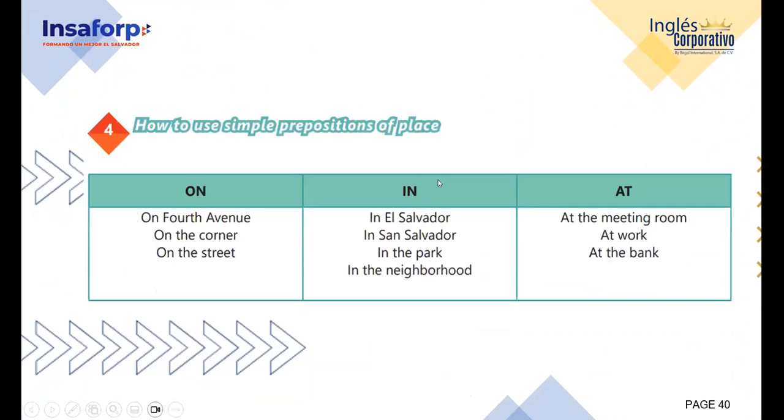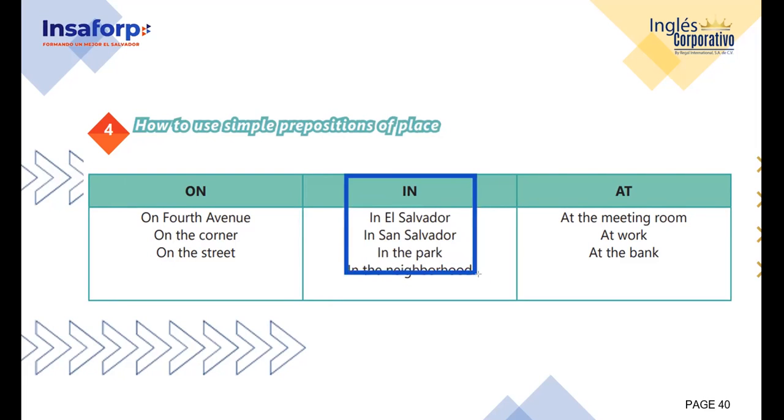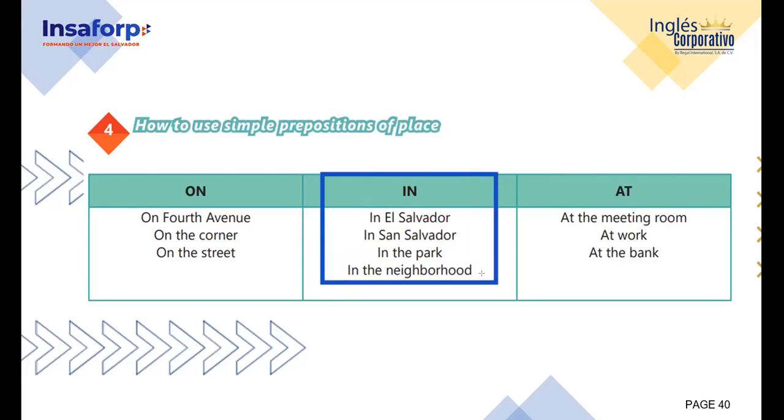Let's see. I don't know what else do I have right now. Here we have some practice. Tenemos un poquito de práctica. Karen, help me to read on, please. Okay, on for avenue, on the corner, on the street. Thank you, Mr. Ian. Help me to read, please, Carolina. In, ¿verdad? Yes, please. In El Salvador, in San Salvador, in the park, in the neighborhood. Neighborhood, very good. Thank you.